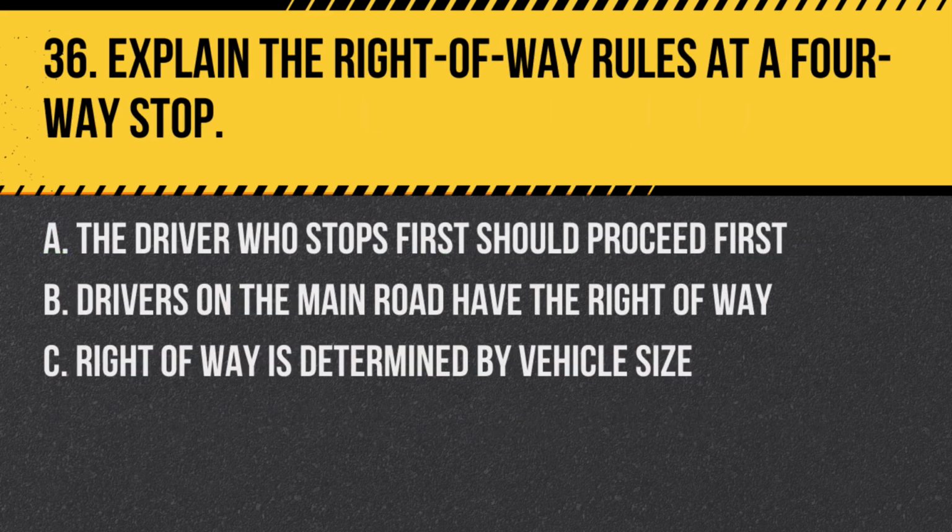Question 36. Explain the right-of-way rules at a four-way stop. A. The driver who stops first should proceed first. B. Drivers on the main road have the right-of-way. C. Right-of-way is determined by vehicle size. Answer: A. The driver who stops first should proceed first. If two drivers stop at the same time, the driver on the right has the right-of-way.